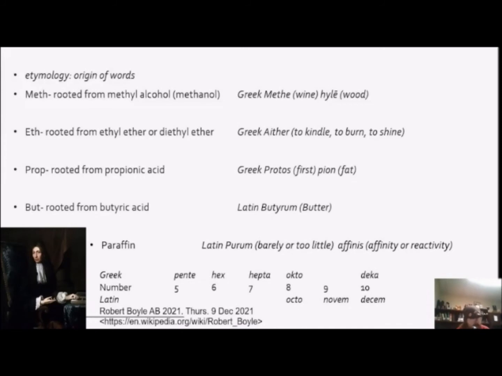Prop, which is for our 3 carbons, comes from propionic acid. Propionic acid is an acid often found in fats and oils, one of the earliest acids found from them, thus the Greek protos meaning first and pion meaning fat. So it was our first fat, the first acid we got from fat, so we kept the prop name.